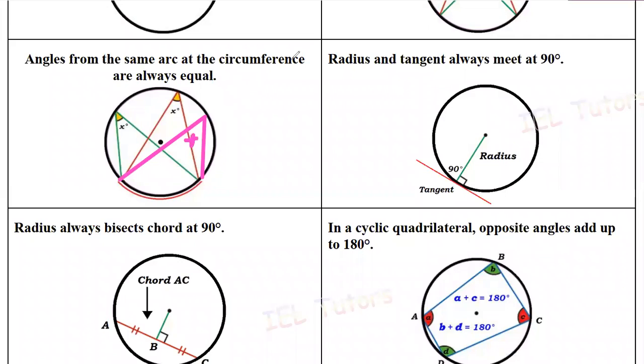Similarly, if I draw an angle somewhere else, as long as the angle is drawn from the same arc, say from here and from this side of the arc, this will also be x. All of these angles, no matter how many angles I draw from the same arc at the circumference, will be exactly the same size.